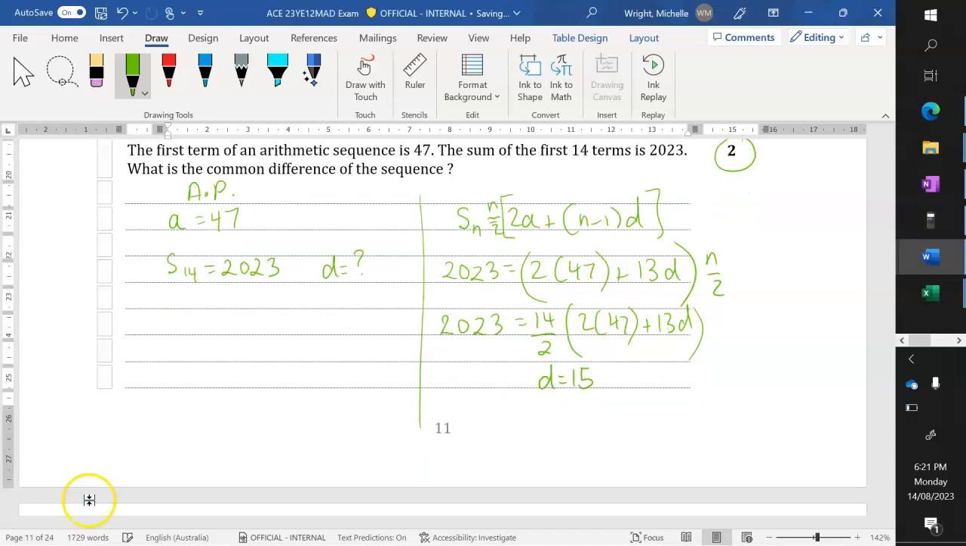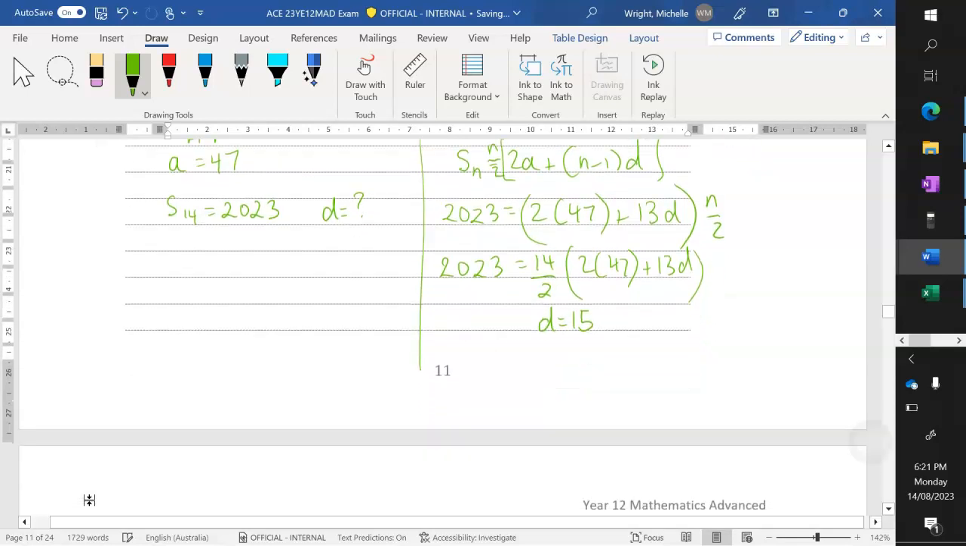I'm not going to work through that one. That's fairly simple. Okay, so to get your full 2 marks, you needed to get D equals 15. And if you showed me that you knew what you were doing and used the formula from above, you would have got a mark as well, even if you got your answer wrong.